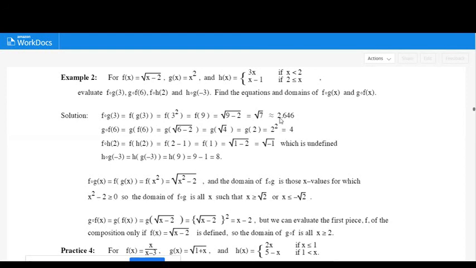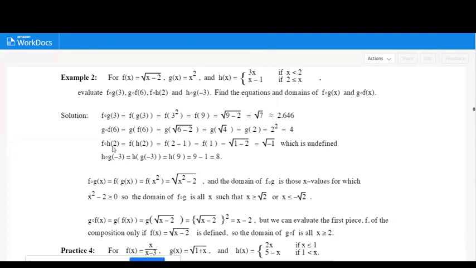Next, we have g of f of 6. So solve first for f of 6. So we have our f of x is square root of x minus 2. Yung x natin is 6. So 6 minus 2, that is 4. Square root of 4, that is 2. Now solve for g of 2. So yung g of x natin is x squared. So we have 2 squared. So the answer is 4.